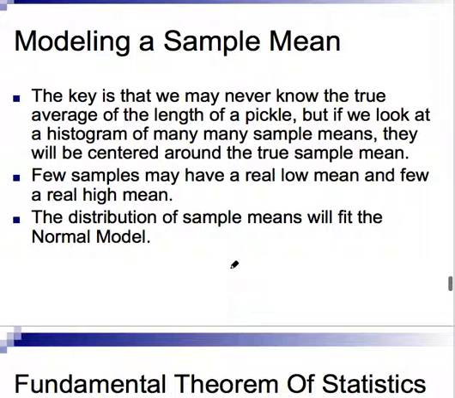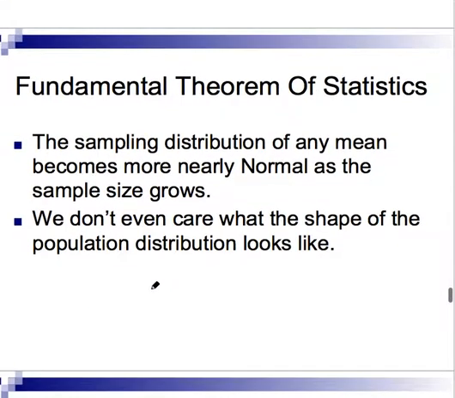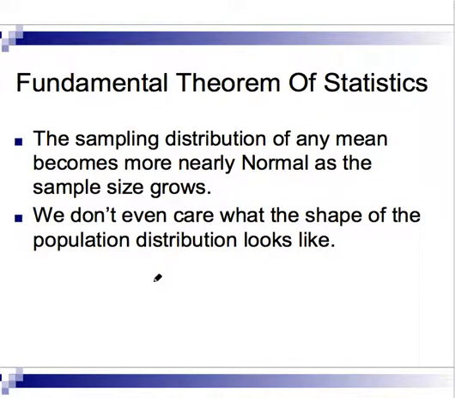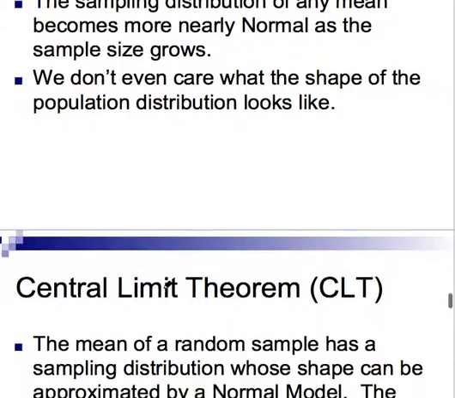Much of this is similar to what we just got done talking about. We never know the true average length of a pickle, for example. If we look at a histogram of lots of different sample means, they will be centered around the true mean. This is just like the first part. The distribution of sample means still fits the normal model. The sampling distribution of any mean becomes more clearly normal as the sample size grows. We don't even care what the shape of the population distribution looks like. That's just what we know is going to happen.